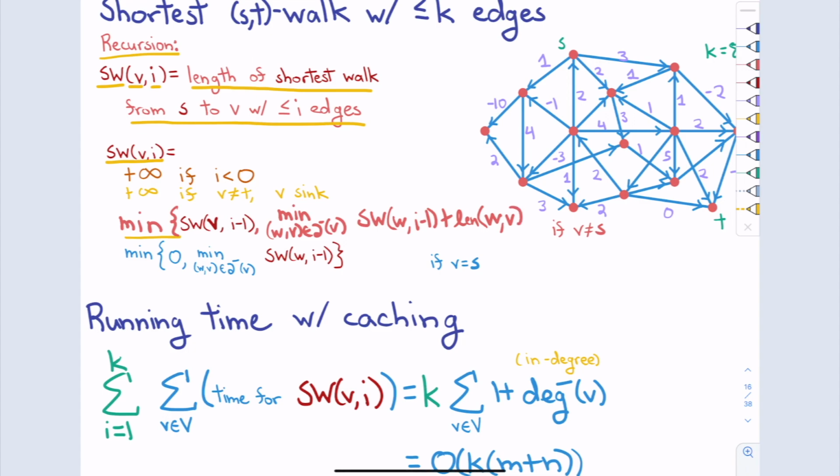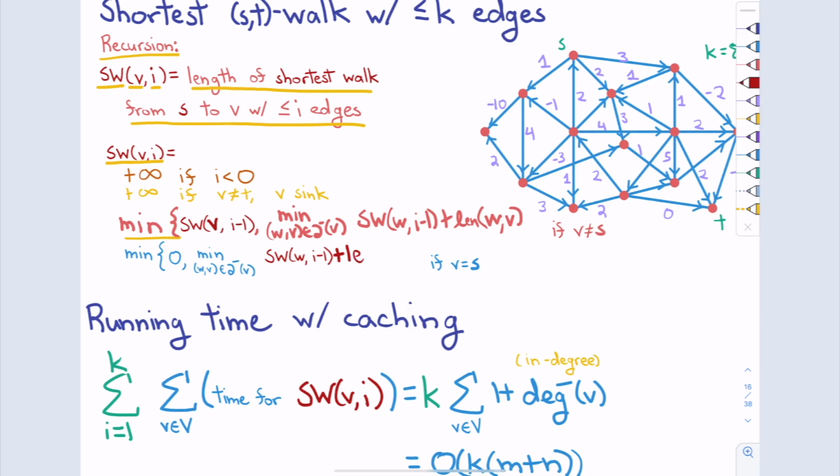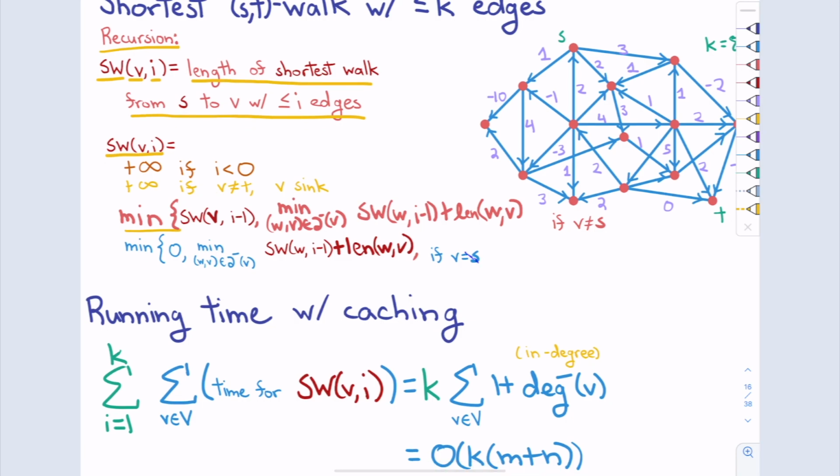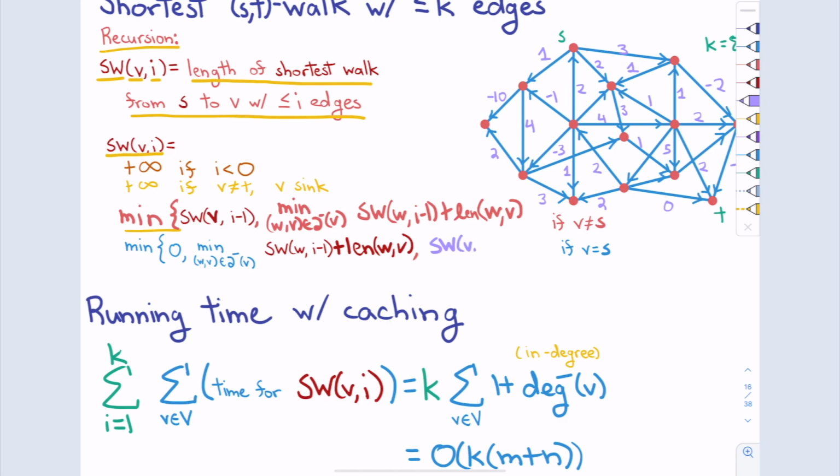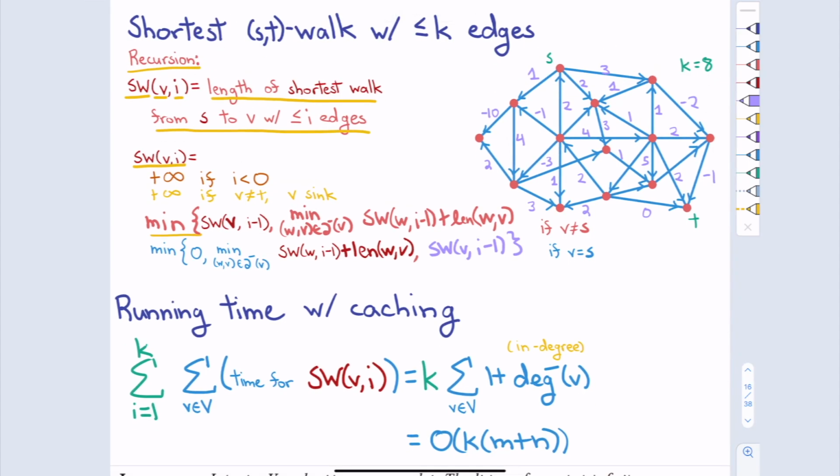Okay, so we should have a similar correction down here. There are some typos again. So I'm looking at all the edges going into v, plus the length from w to v. And then I have one more option, which is, of course, I don't have to use an edge at all. That would be given by SW v, i minus 1. Okay, sorry about that. So much for equally simple recursion.